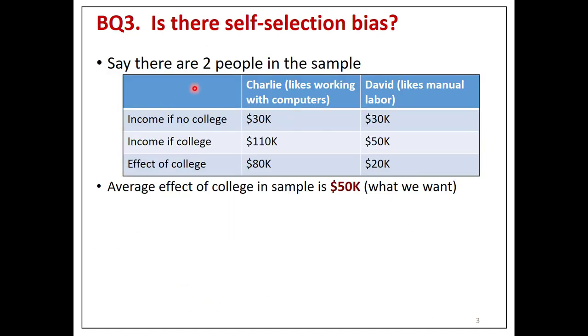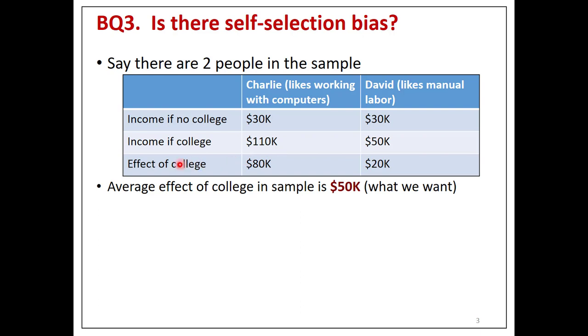Let's say that there are two people in the sample, and we want to estimate the effect of college on income. The two people here are Charlie and David. David likes manual labor, Charlie likes to work with computers. Let's say that if neither goes to college, then they both would earn $30,000. But if they do go to college and get their college degree, Charlie would end up getting a job at some tech firm, maybe getting $110,000. David, on the other hand, still likes to do manual labor, and so he would get, let's say, only $50,000 if he were to go to college.